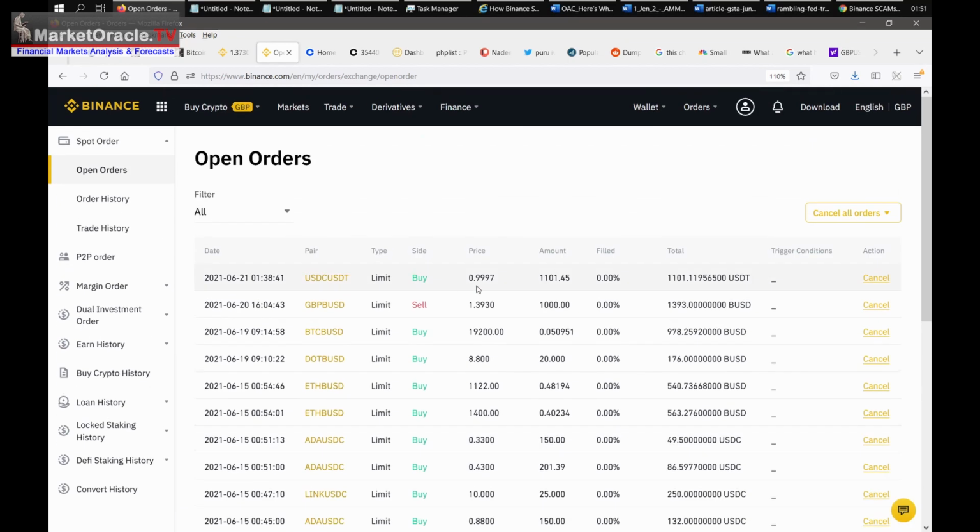Anyway, these are limit orders. Wishful thinking. Look, 0.8, Ethereum 1100, well below 50% of its current price.